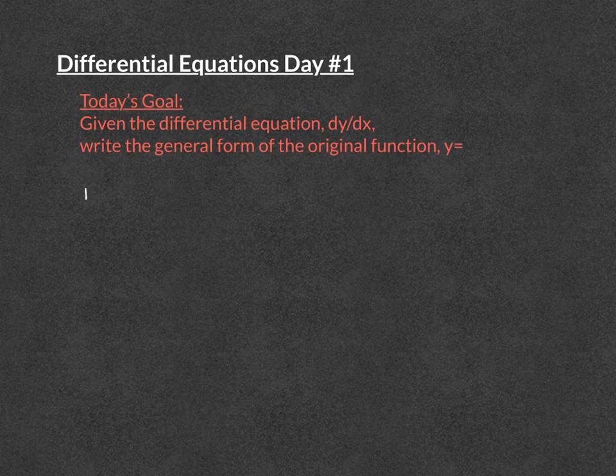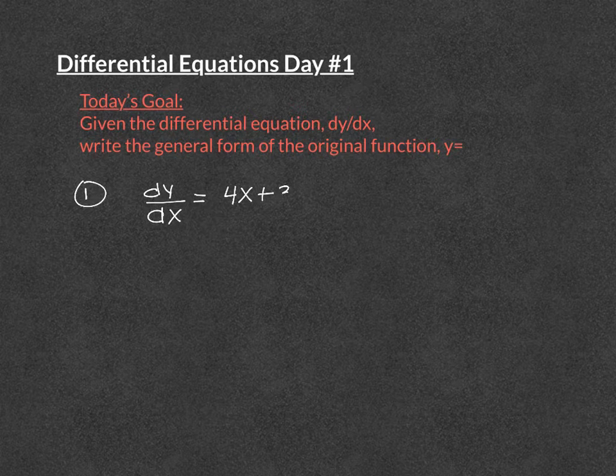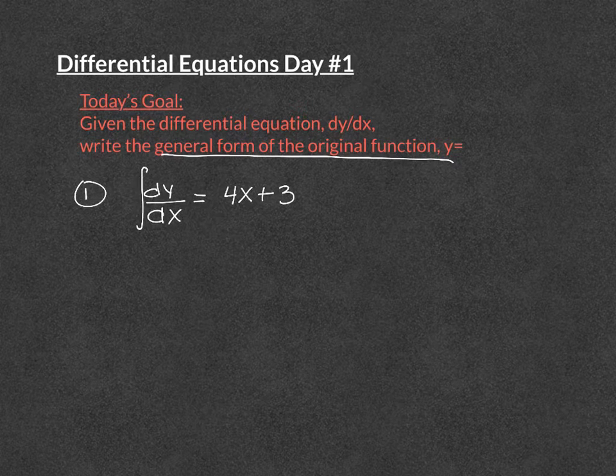So we'll call this one example number 1. And let's just say I give you dy/dx equals 4x plus 3. And the question basically asks you to write the general form of the equation in y equals. Basically, given the derivative, can you give me the original? And like I said, we've done this before, so it's just taking the antiderivative.